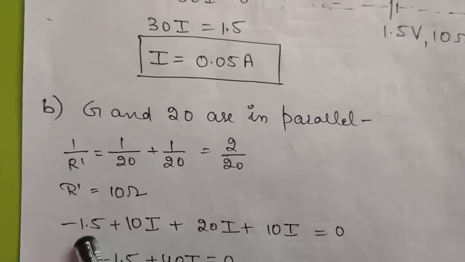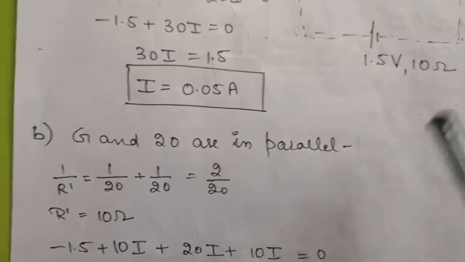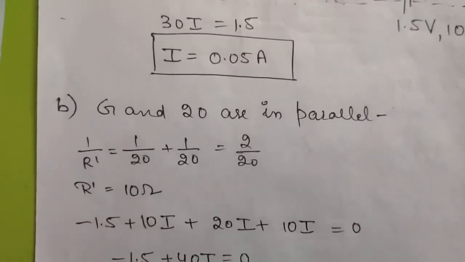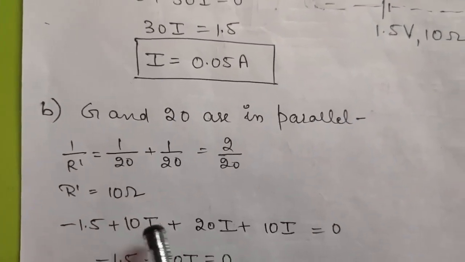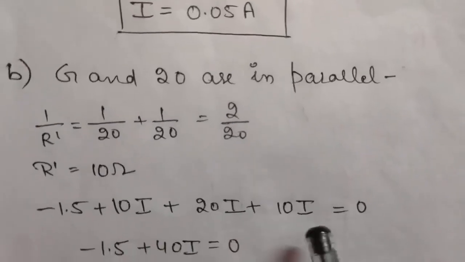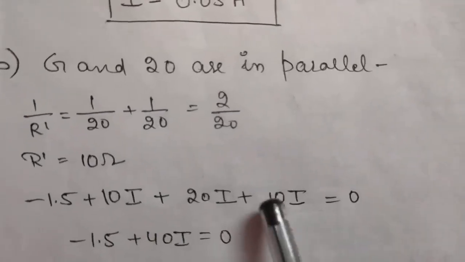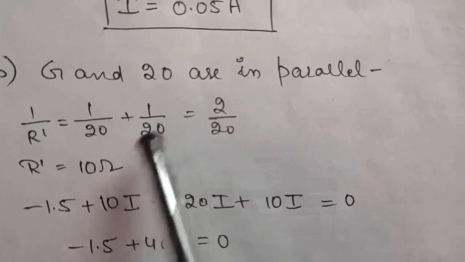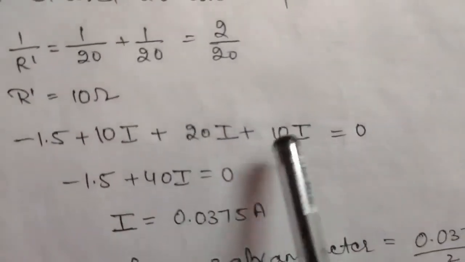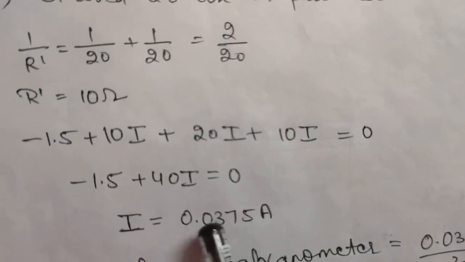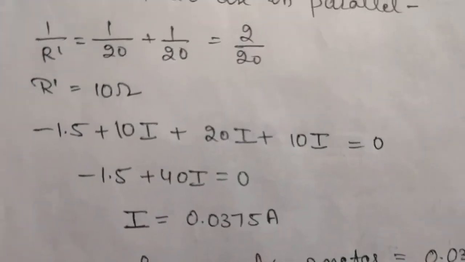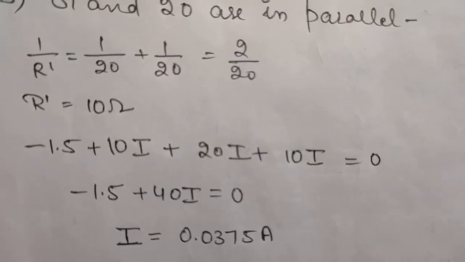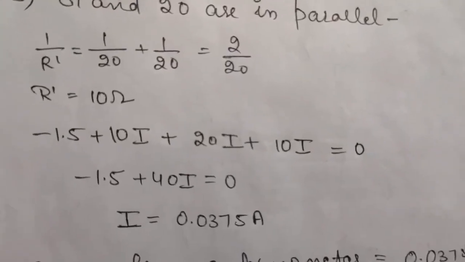That is minus 1.5 plus 10I. Sorry, there is internal resistance also, so 10I will also come, okay, due to its internal resistance. So minus 1.5 plus 10I plus 20I plus 10I is equals to 0. So this 10 is nothing but equivalent resistance which we have calculated for these two. Okay, so again when you will solve it, you will get the value of current to be 0.0375 amperes. So these are the two values of current when switch is connected to A and when switch is connected to B. Okay.